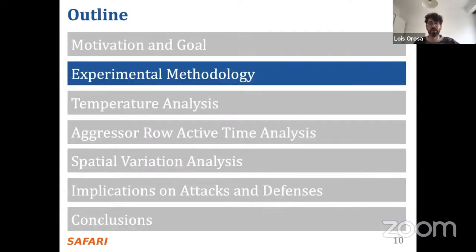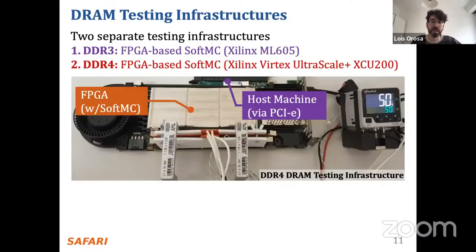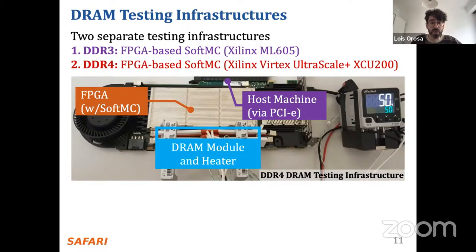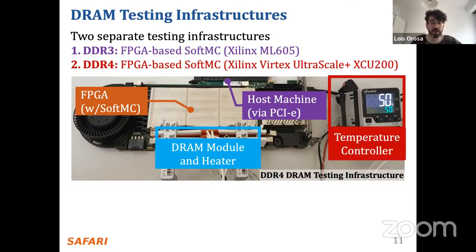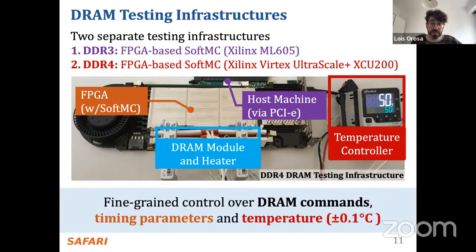Let me quickly explain our experimental methodology. We use two FPGA-based experimental setups for DDR3 and DDR4 DRAM modules, both programmed with a modified version of SoftMC. We control the chip temperature using a pair of heaters connected to a temperature controller. These infrastructures provide fine-grained control over DRAM commands, timing parameters, and temperature.